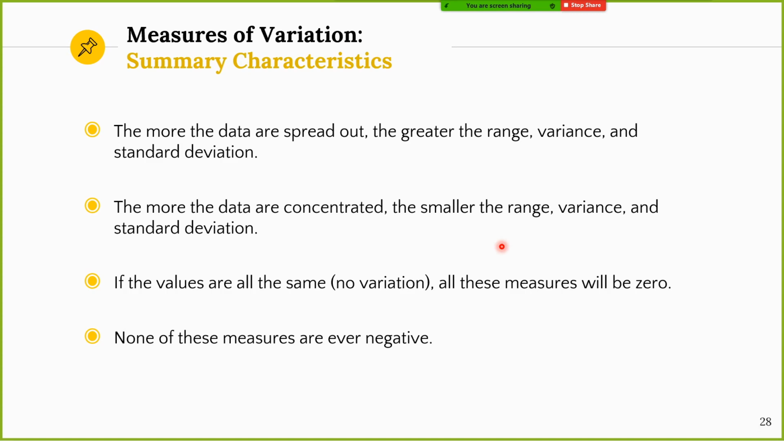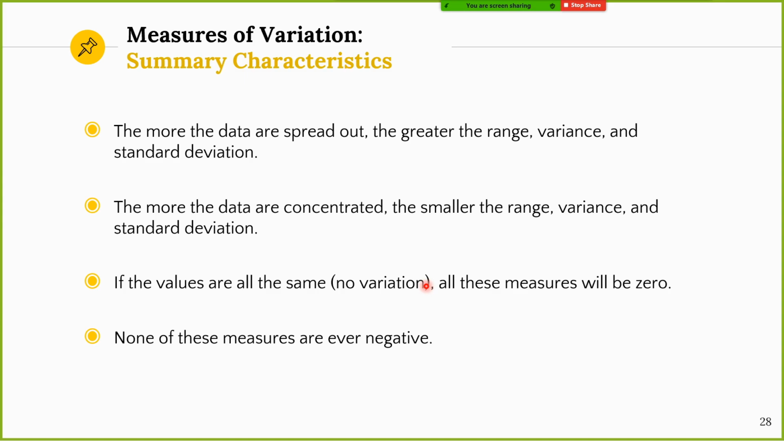So this is our summary. The more the data spread out, the greater the range, variance, and standard deviation. The more the data are concentrated, the smaller the range, variance, and standard deviation. If the values are all the same, then all these measures will be 0.